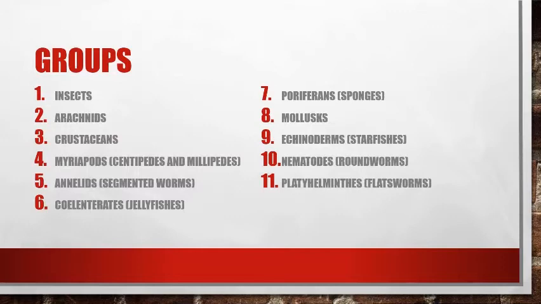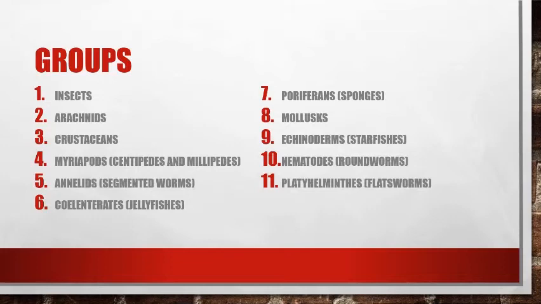In group number five, we have annelids, that are the earthworms. In group number six, we have cnidarians, that are the jellyfishes. And group number seven are poriferans, that are the sponges. Group number eight is mollusks. In this case, we have the squids and the octopus. Group number nine is echinoderms, that are the starfish and the sea urchins.